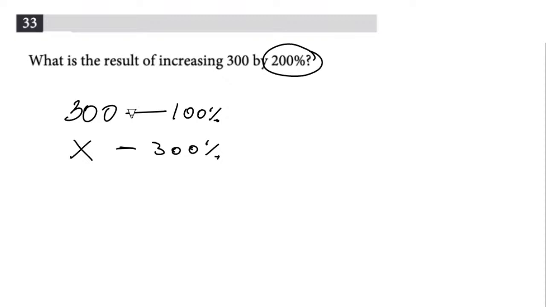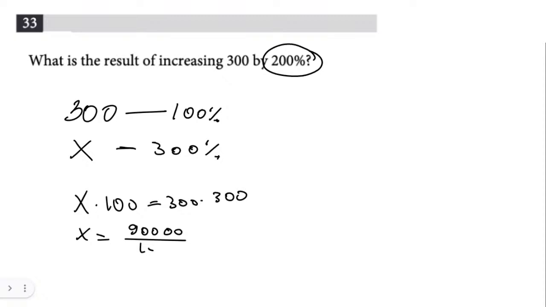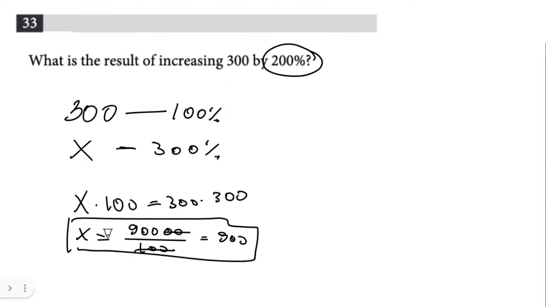So we have a proportion here, so we can cross multiply, and we will get x multiplied by 100 equals 300 multiplied by 300. So I get x equals 90,000 divided by 100. So I get rid of zeros, so I get 900. So this is my answer. This is the first way to solve it.